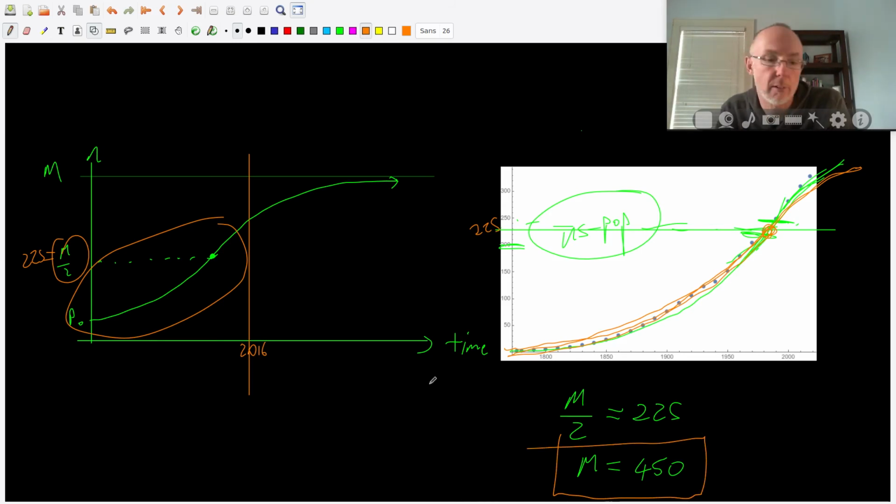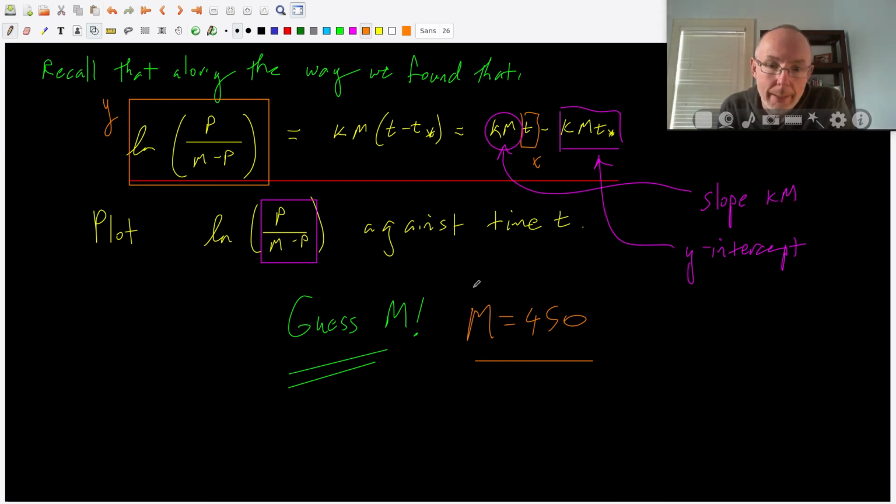I'm just looking at the data and making a wild guess, because what else are we going to do? We're isolated and isolating anyway. So let's go back and look at the data. I'm guessing that m over 2 is 225. That's our inflection point. And so m is 450.